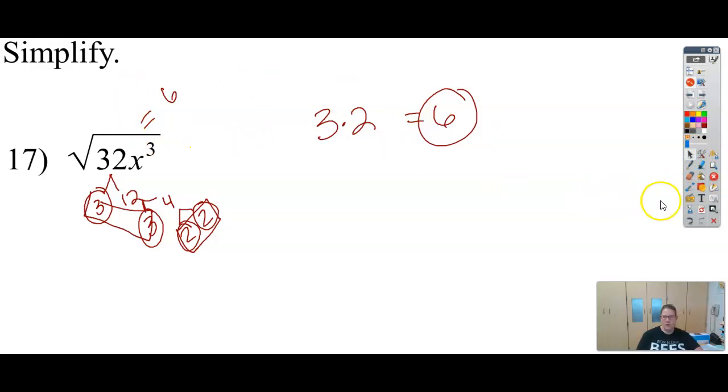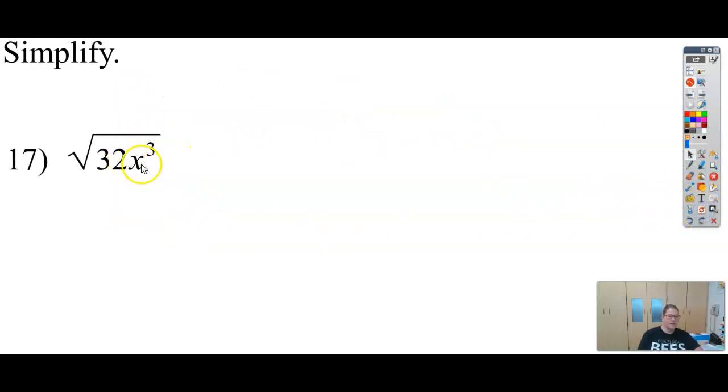So like this one. I've got 32x to the third. Now if you have variables in there, the first thing I want you to do is ignore them. Just ignore them for a moment and just concentrate on the 32. So we're going to break down 32. 32 is 2 times 16. 16 is 2 times 8. And 8 is 2 times 4. And 4 is 2 times 2.